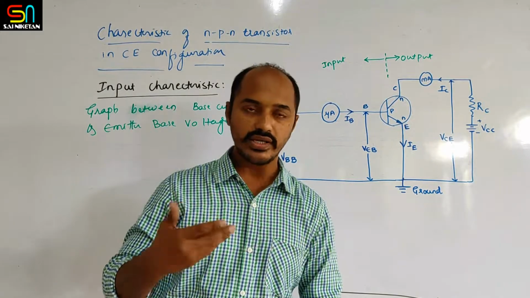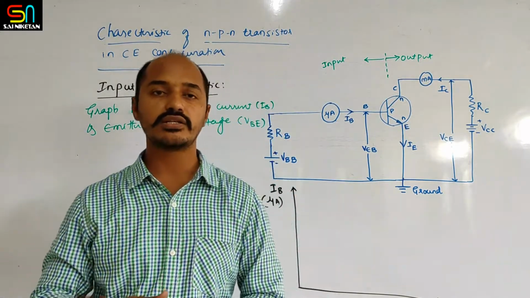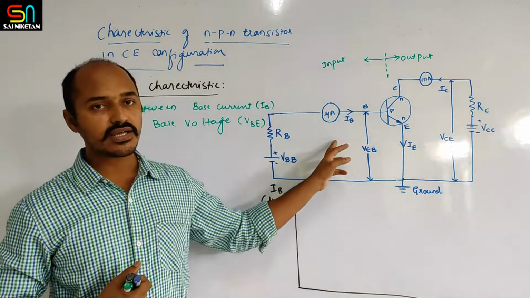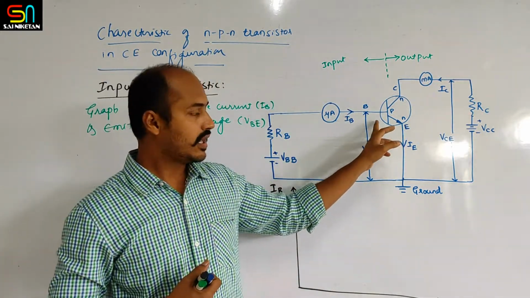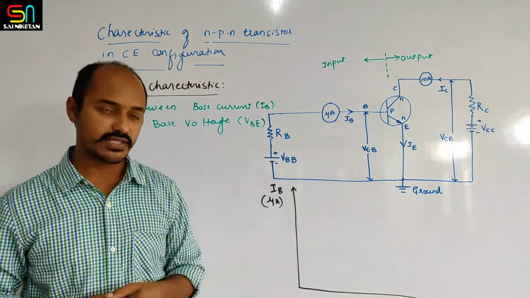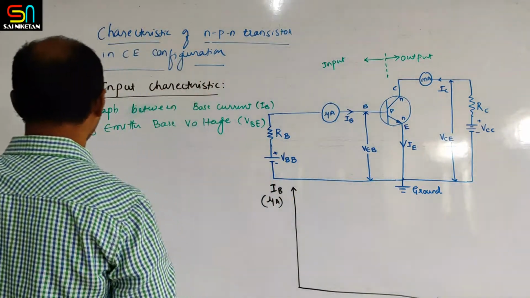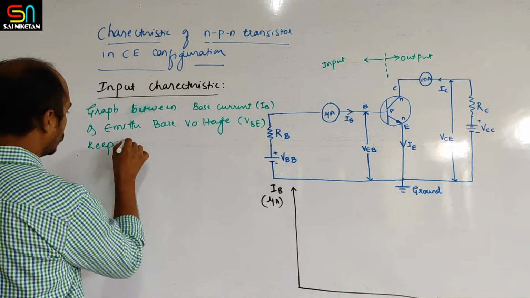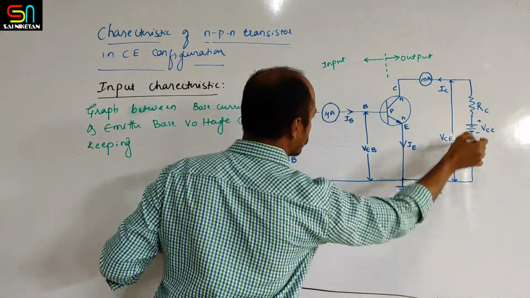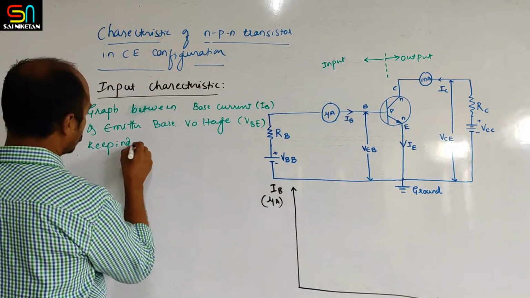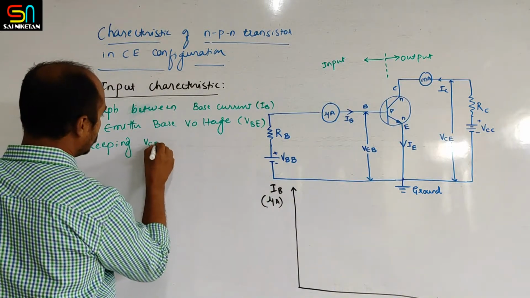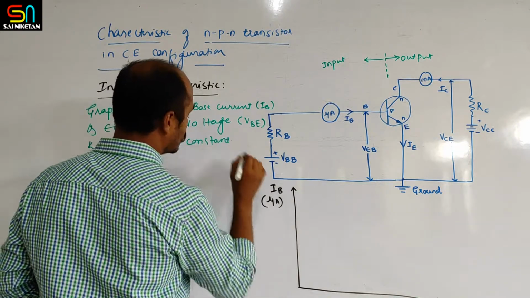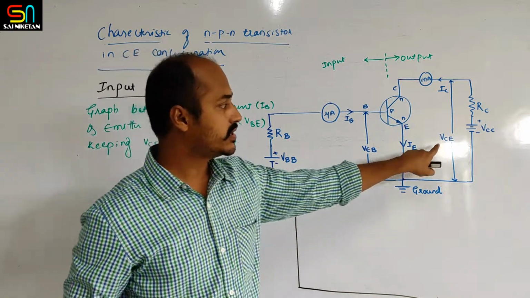Now, what is an input characteristic? The input characteristic is a graph obtained by plotting the base current against the base emitter voltage, keeping the output voltage as a constant. Keeping VCE as constant. So you have to keep this voltage as a constant.